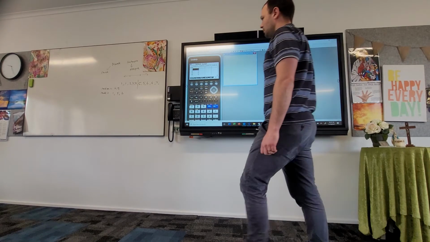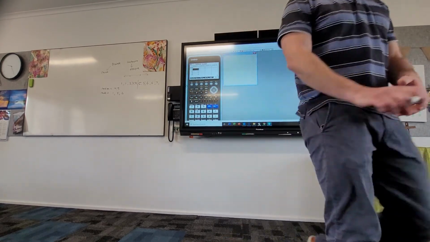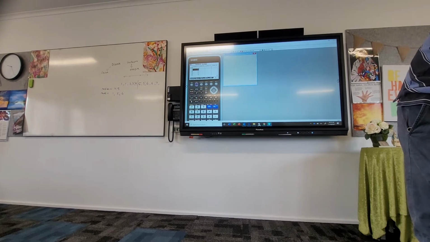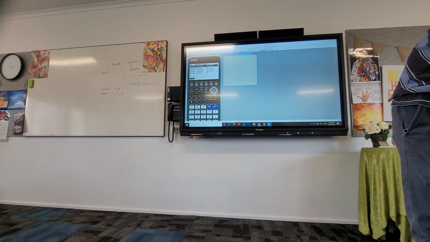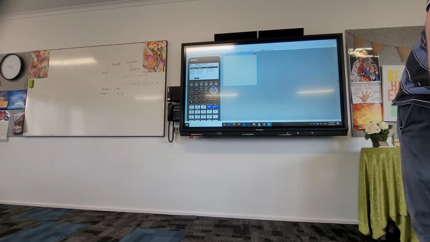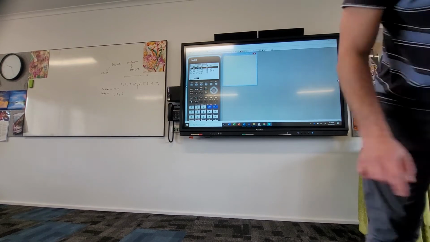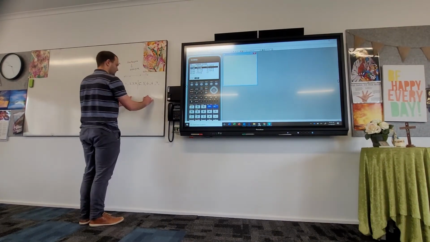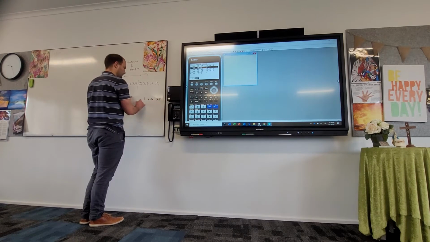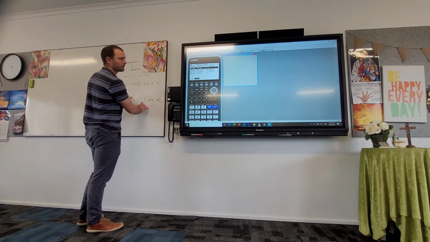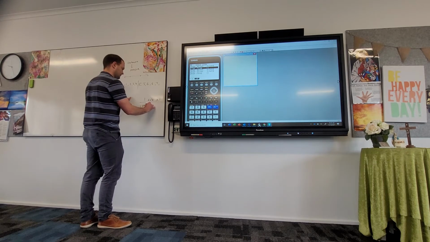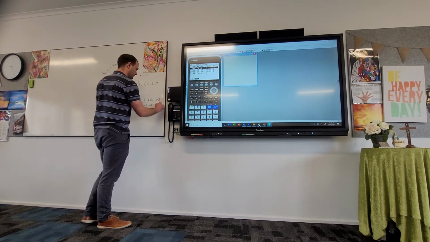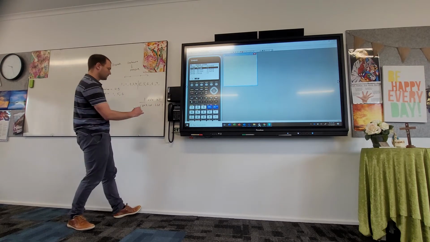Okay, so when we have one data set, what we want to do is press calc, and we just want to check our settings. Now, for when there's one data set, it should say list 1 and the frequency should be 1. That's what it should say. So let's make a note of that. One data set, first var x list should be list 1, and frequency should just be the number 1.